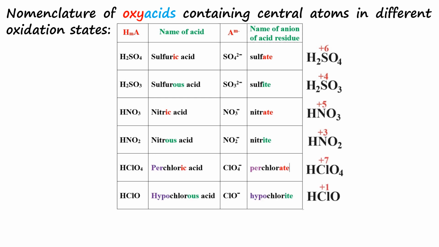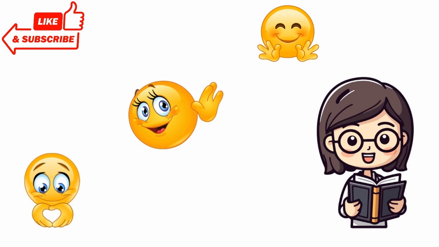HClO4 and HClO. Again, the same suffix rule for the higher and lower oxidation state of the central atom of these acids respectively.